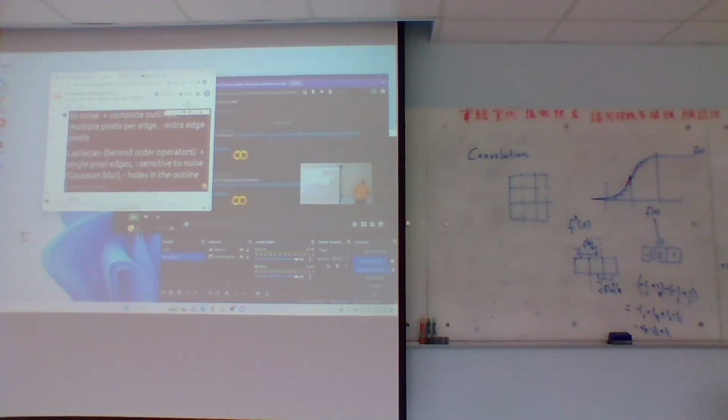The Laplacian operator-based ones, the advantage is that you usually only get a single pixel edge. So your edge is only a single pixel wide, which is nice. But they're sensitive to noise. So that means if you do apply them, you have to blur the image first. And then that means that you may end up with holes in your outline.